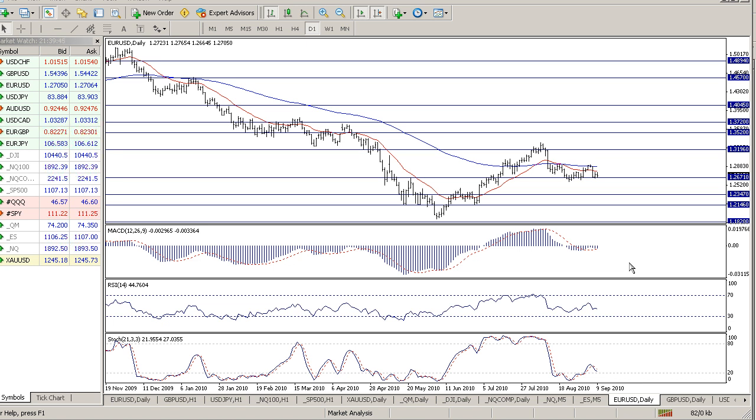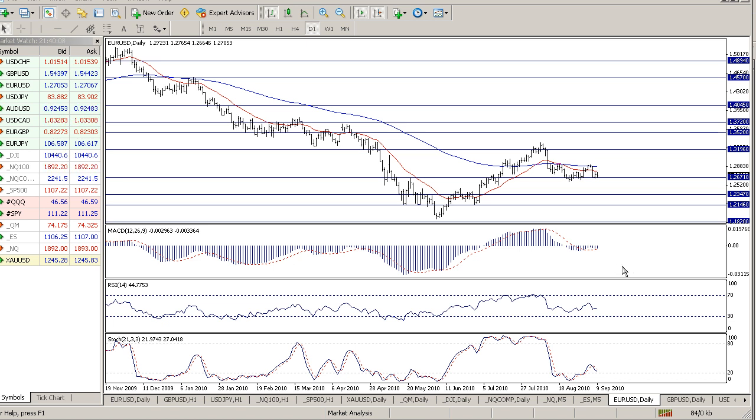Today is September 9th, 2010. It's 20 minutes before the US markets close. It's 21:40 Central European Time, 20 to 4 p.m. New York time. Today I'm going to take a look at the currency market and do some brief trend analysis for the major Forex pairs.